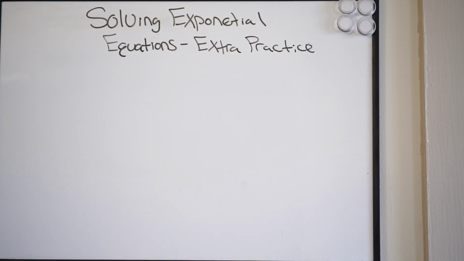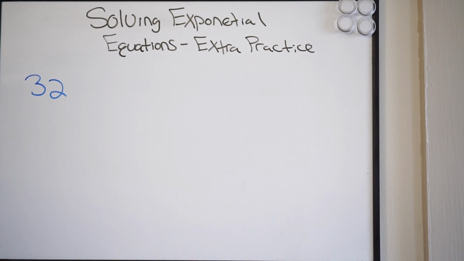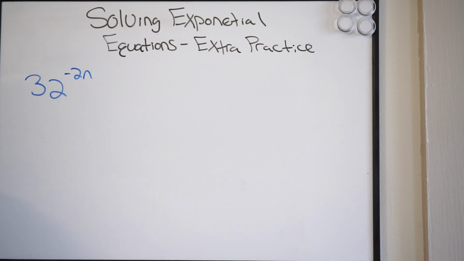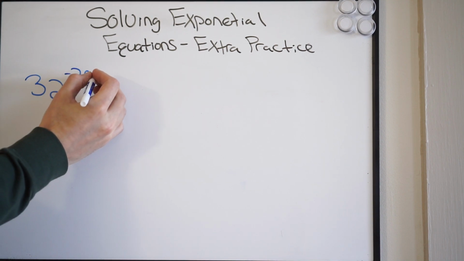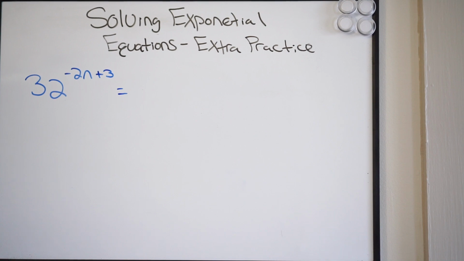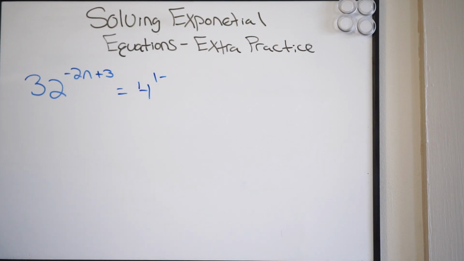Let's mix it up a little bit. Let's do this one. So if we have 32 to the negative 2n plus 3 equal to 4 to the 1 minus 3n.